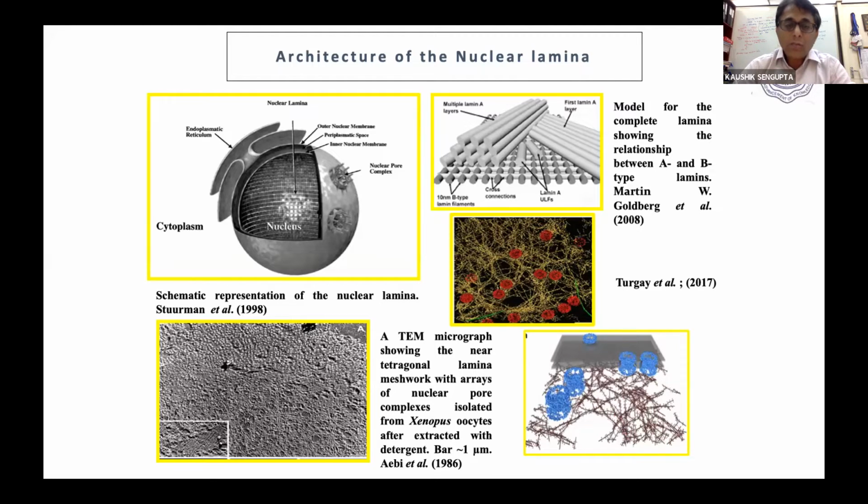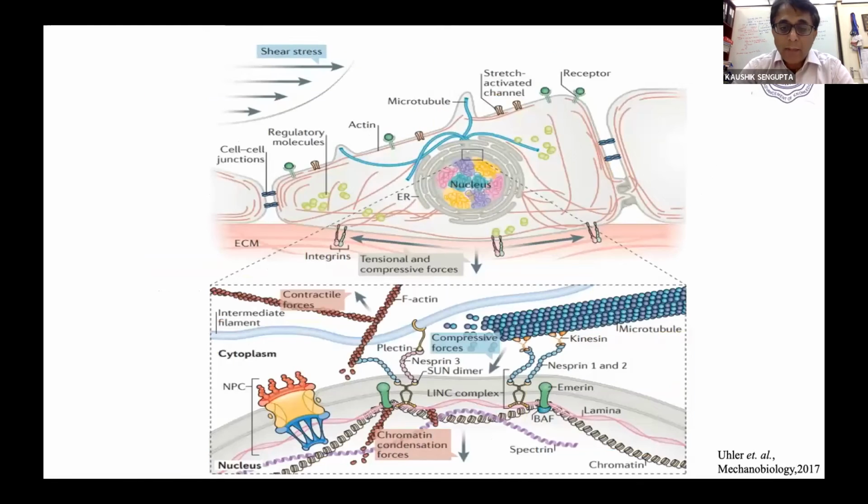Just to give a little introduction, I think all of you are pretty much familiar with the lamins, which is a nuclear intermediate filament. Well, we still continue to call it an intermediate filament as per the nomenclature. So they are present inside the nucleus.